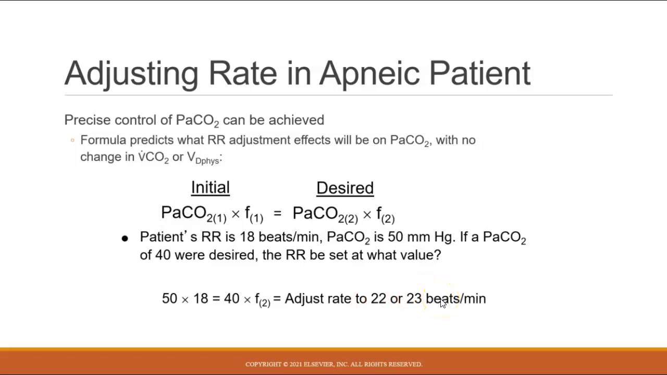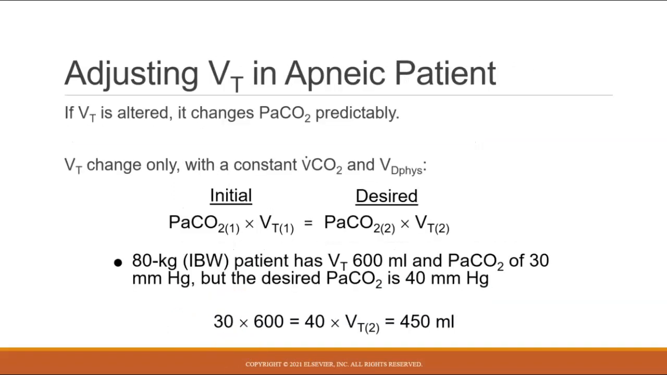Okay. I might look at that then and go, ooh, that's above 20. I don't want to use a respiratory rate above 20. I'm not going to make this change. Instead, I might go up to a rate of 20 and then increase my tidal volume as well to try to achieve that minute ventilation that I want. Okay.